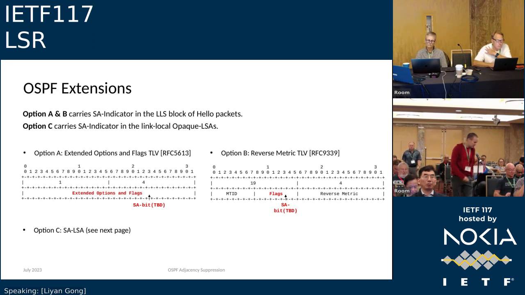This draft proposes 3 options for the extension. For options A and B, the main idea is to carry it in the LLS block of hello packets, which is similar to IS-IS. For option C, we call it SALSA. The main idea comes from the DR function. We carry the signal in a new link-local scoped opaque LSA. The next page will elaborate in detail.